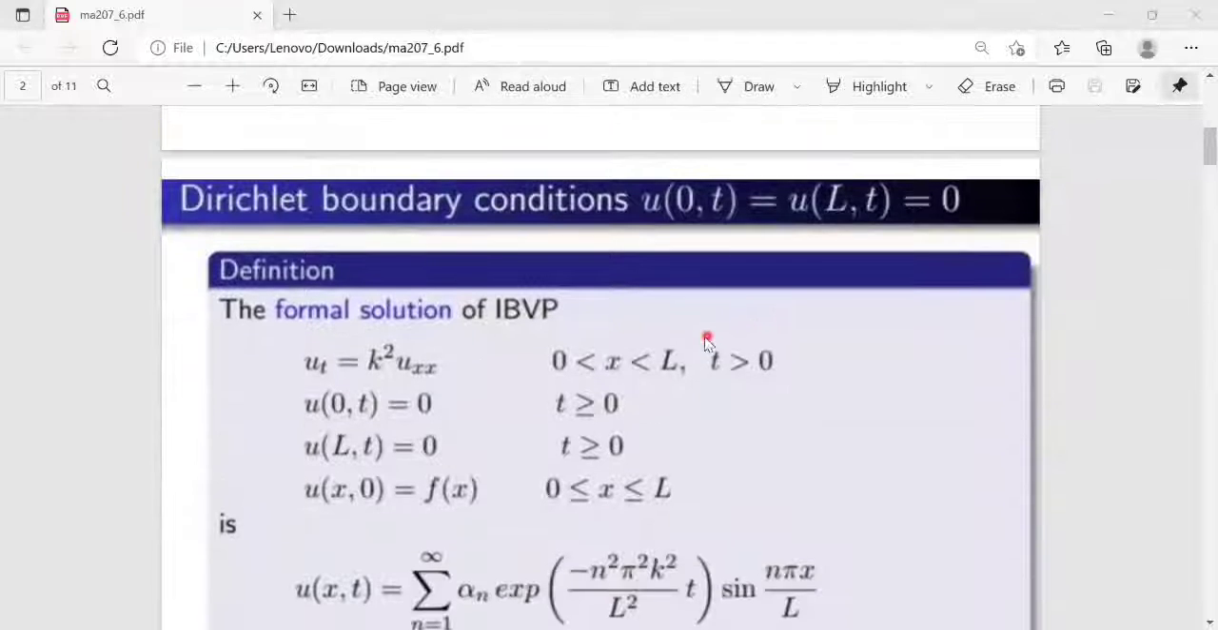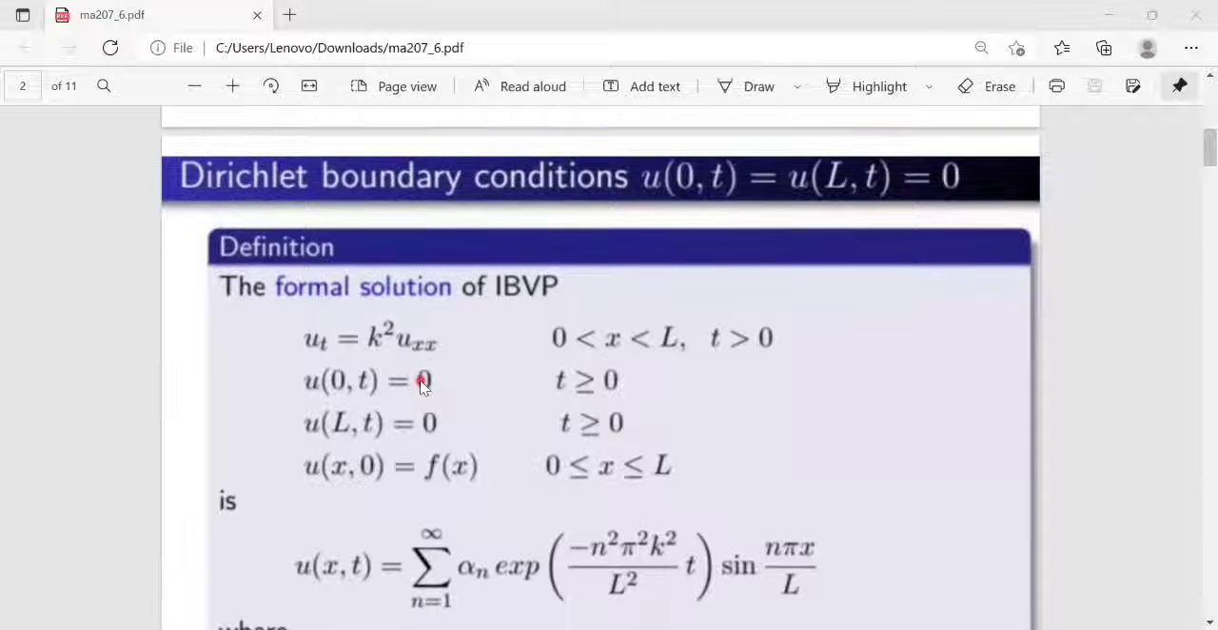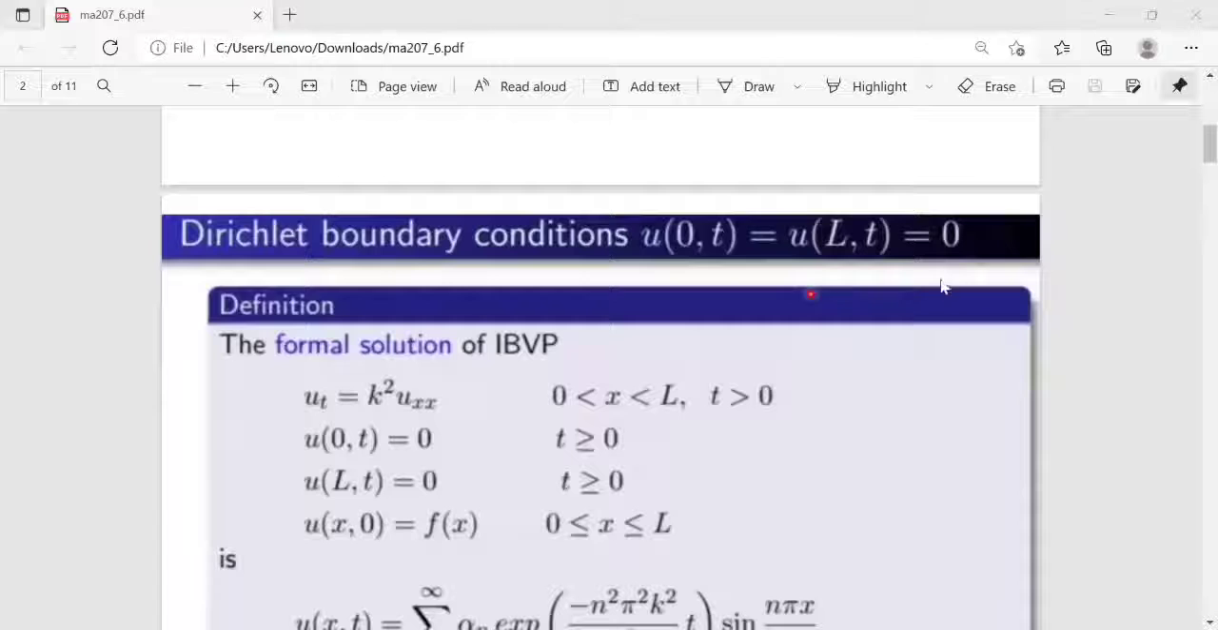The heat equation is known as the derivative of u with respect to t equal to k squared times the second derivative of u with respect to x. For these boundary conditions, we are going to discuss the solution for the heat equation. These boundary conditions are known as Dirichlet boundary conditions.